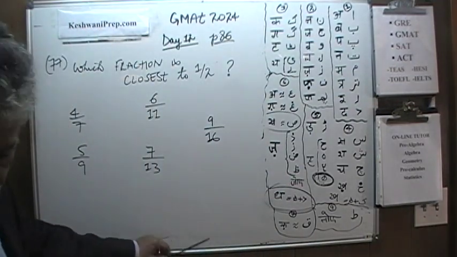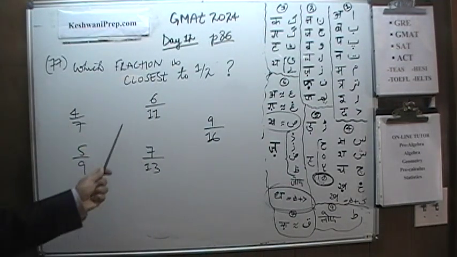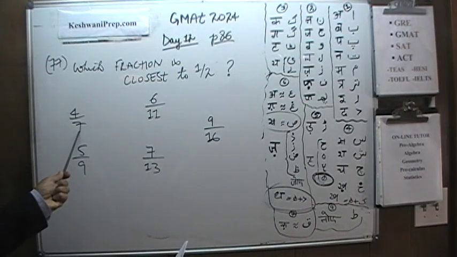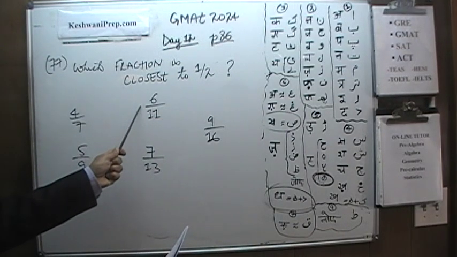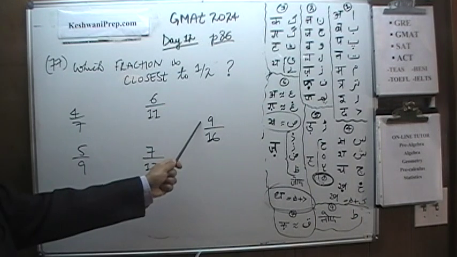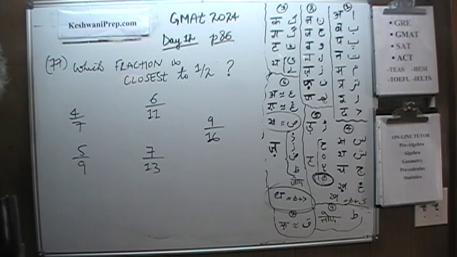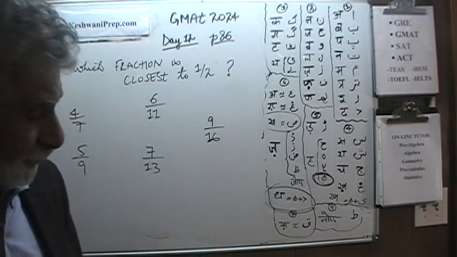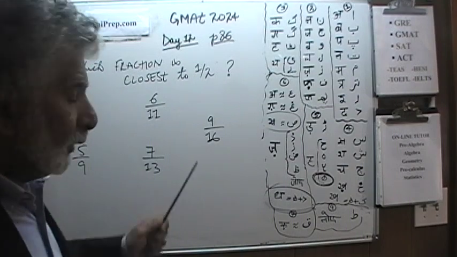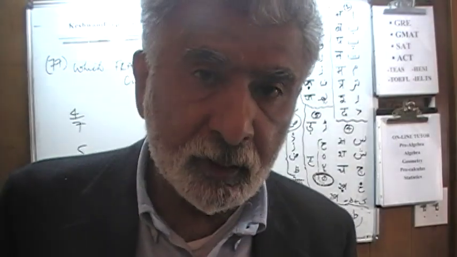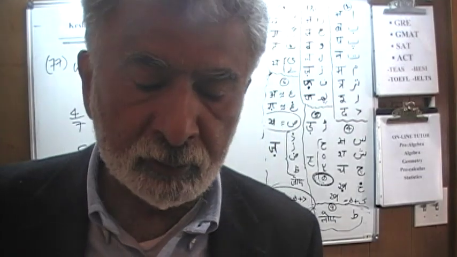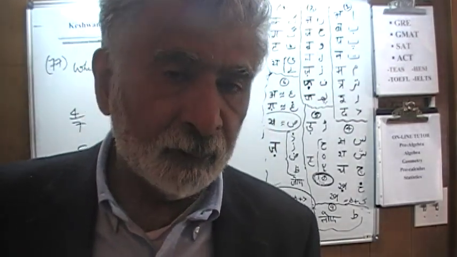One more time, our job is to simply identify which one of these fractions is closest to half: 4/7, 5/9, 6/11, 7/13, or 9/16. Go ahead and do it yourself. Well, you could sit there and do all of these out manually and see which one comes closest to half. That's one way of doing it.